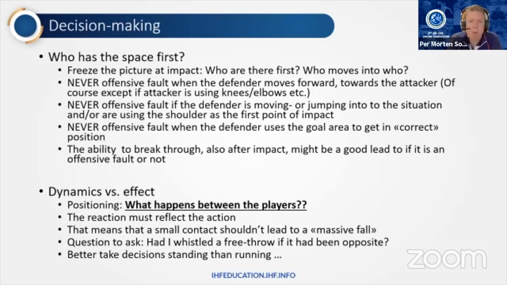And he can also use the shoulder as the first point of impact. Here you are allowed to block the opponent by using your torso, your body, not the shoulder, as the first point of contact.